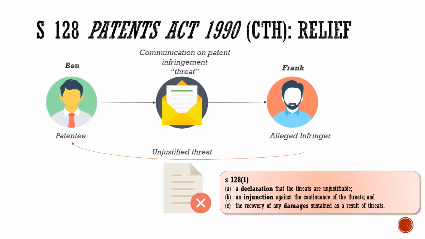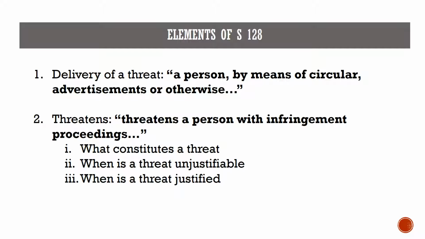Per Section 128(1), Frank can seek relief from this threat in several ways. Firstly, a declaration that the threats are unjustifiable, an injunction against the continuance of the threats, and the recovery of any damages sustained as a result of the threats. Now, we'll briefly explore the unjustified threats provision's elements listed out here.